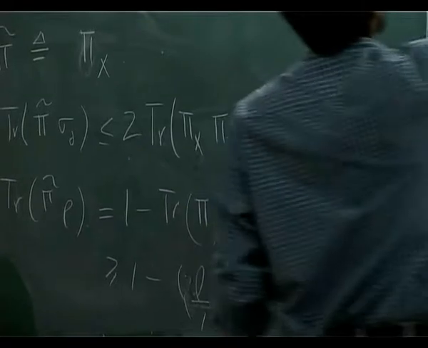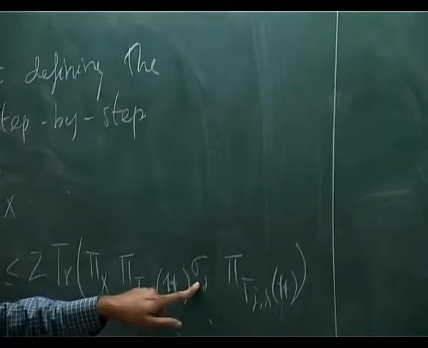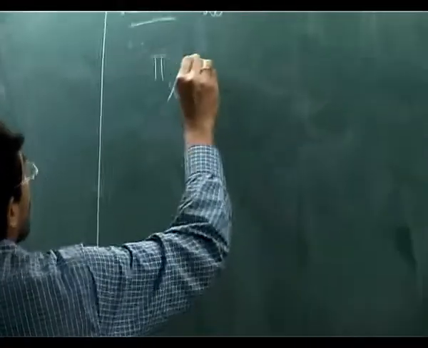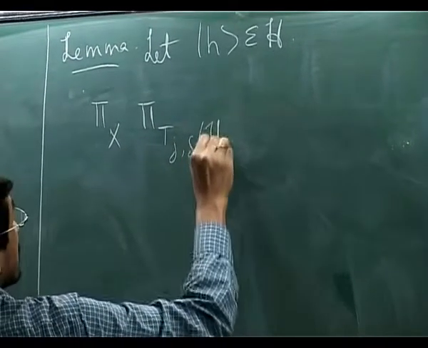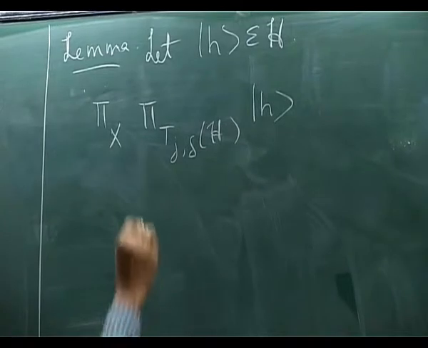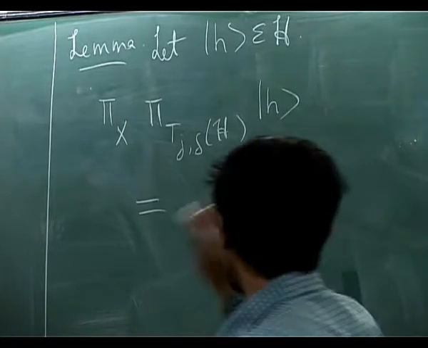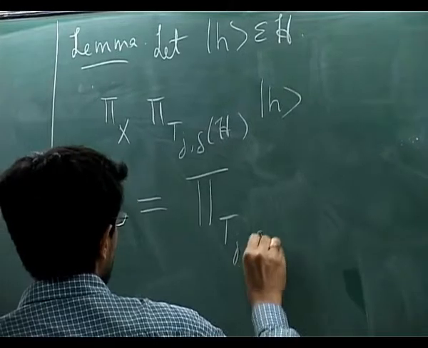Okay, so let's take any vector in H, the original Hilbert space. The way you would want to apply it here is take any vector h in the support of sigma j. Okay. And then one can show projection of X, projection of Tj delta H of little h. Okay. So this thing also looks like a tilted version of H, but now things are not so nice. And for that, I have to make one more definition.